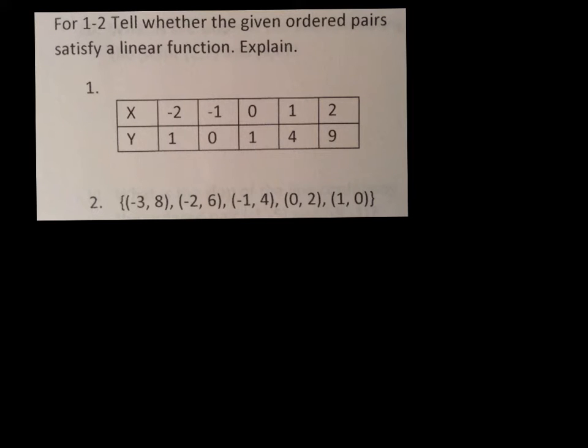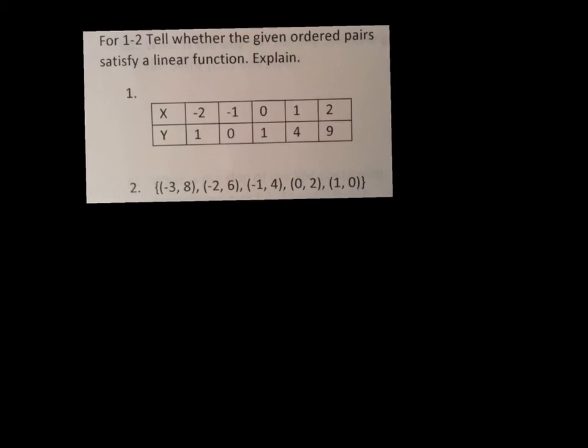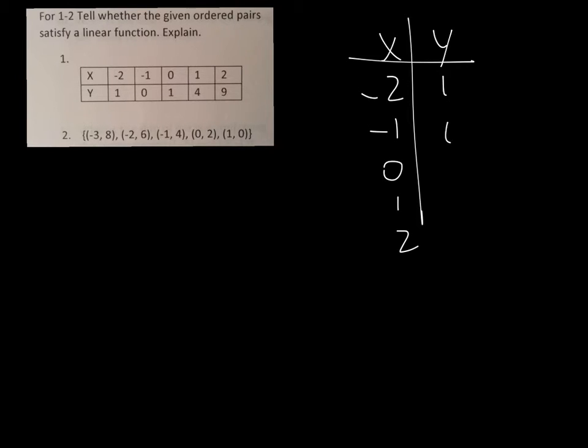Okay, number one and two, you have to tell whether the given ordered pairs satisfy a linear function. The way you do that is you have to make sure that the ratios of the change in y over change in x are consistent. So for instance, number one, I'm going to draw this vertically. All right. So x, y: negative 2, negative 1, 0, 1, 2. And then, of course, 1, 0, 1, 4, 9.